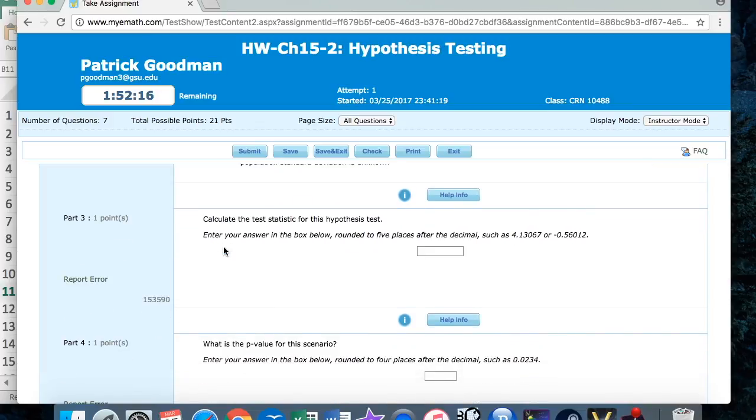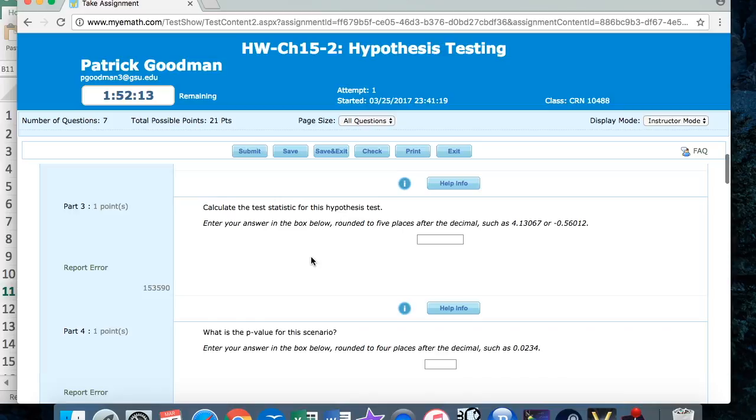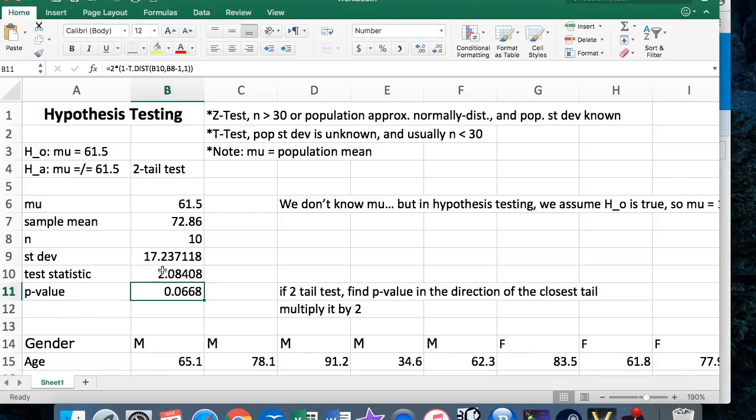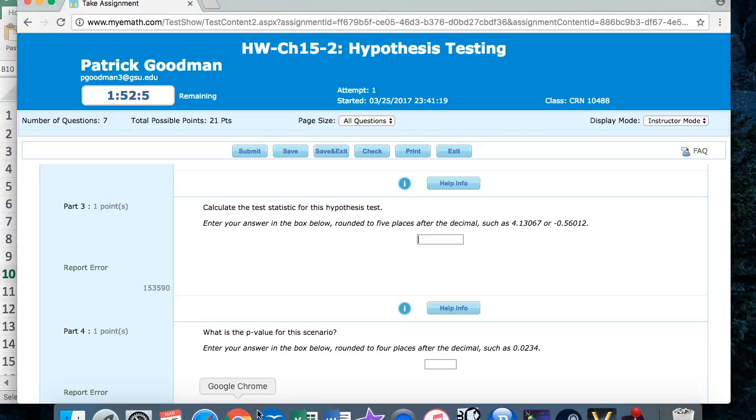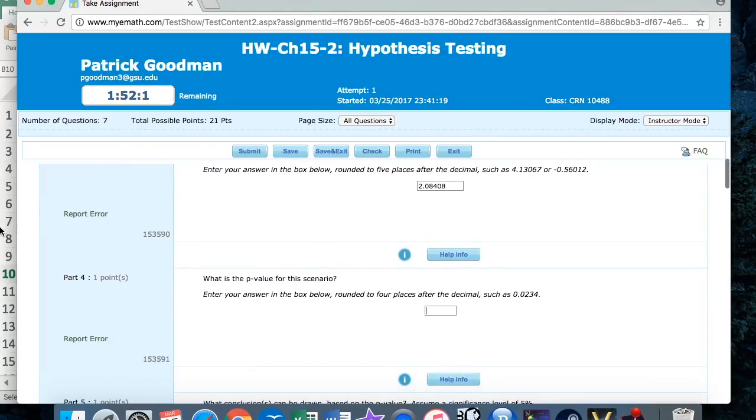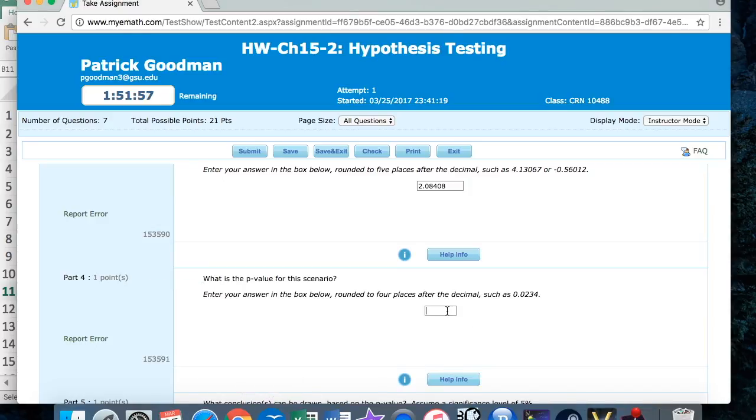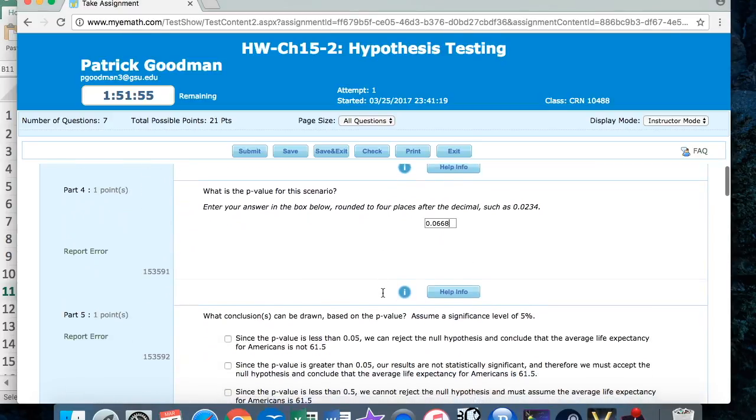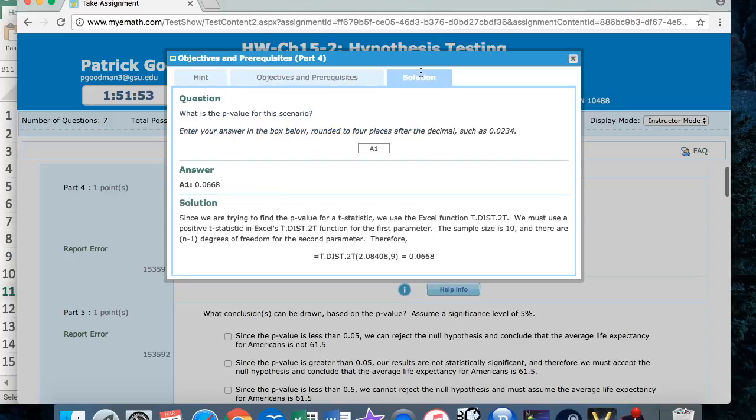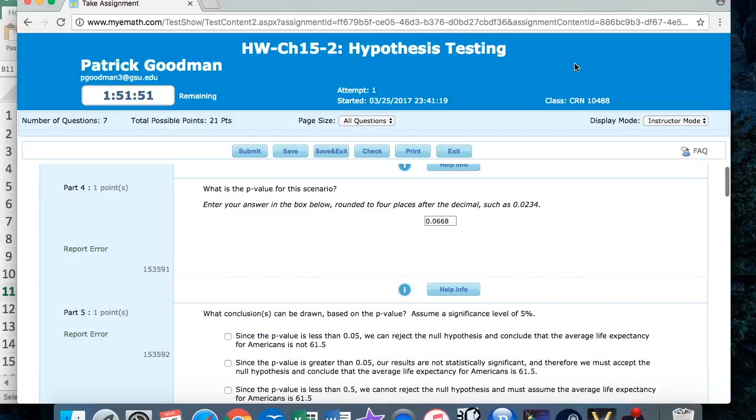All right, so let's calculate the test statistic for this hypothesis test. We already did that. Round to 5 places. Okay, so we're back to our 5-place value. Throw that in here. And then our p-value that we already calculated was this one, so let us throw it in here. And make sure it's correct because our last answer depends on that.